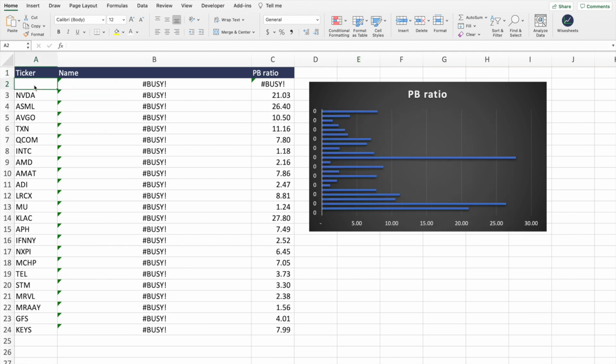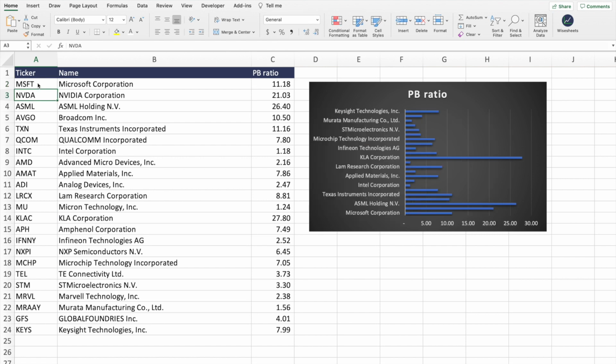So if I were to change the ticker to Microsoft, I know this is not a semiconductor company, but just to show you an example, you would be able to see how the data automatically updates for both the chart and the table. Now you know everything that there is to know about the PB formula. So be sure to use this number in your investment analysis as it can help you find a lot of good opportunities for you to explore.